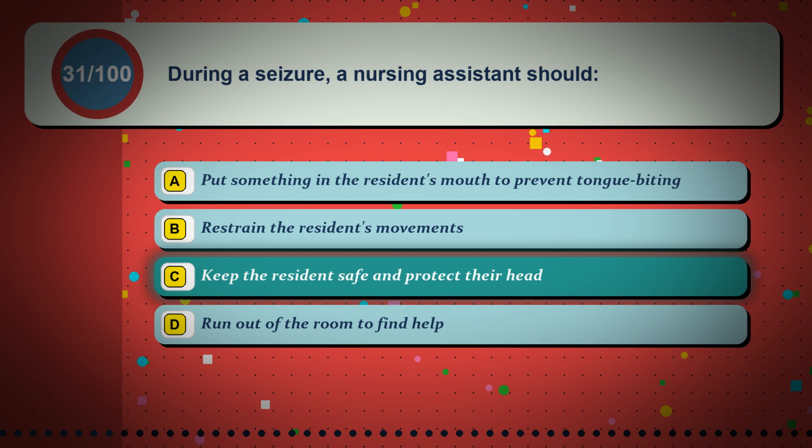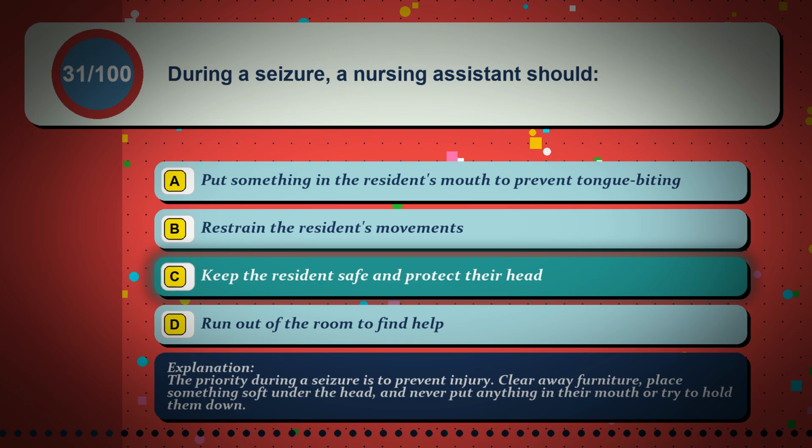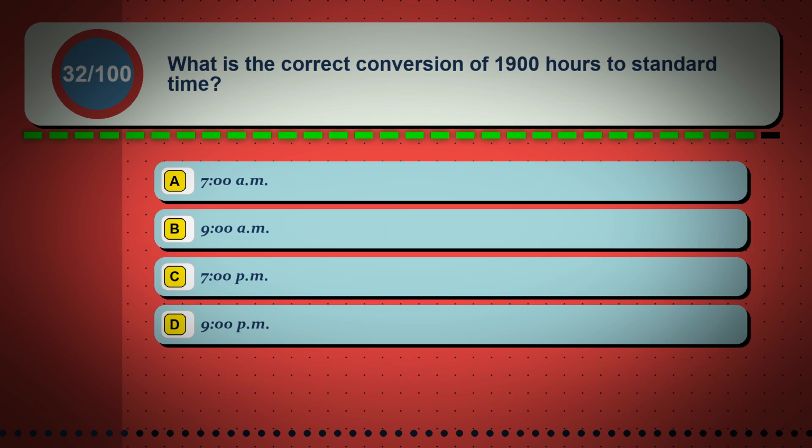The correct answer is option C, keep the resident safe and protect their head. The priority during a seizure is to prevent injury. Clear away furniture, place something soft under the head, and never put anything in their mouth or try to hold them down. Question 32. What is the correct conversion of 1900 hours to standard time?